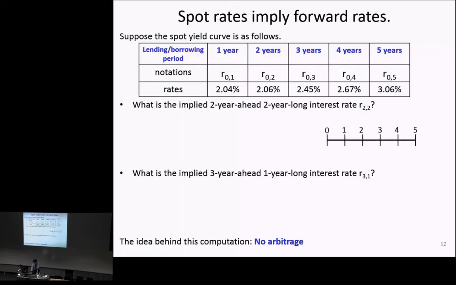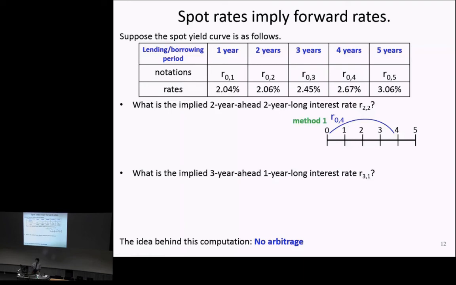Imagine that you want to lend your money for 4 years. There's more than one way to invest your money for 4 years. The simplest way is to lend your money through the 4-year spot contract, the interest rate for which is R04.